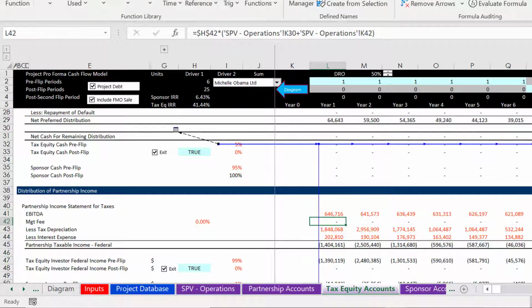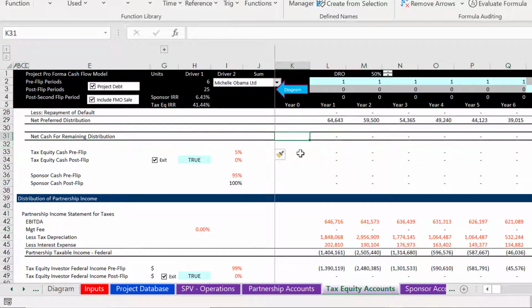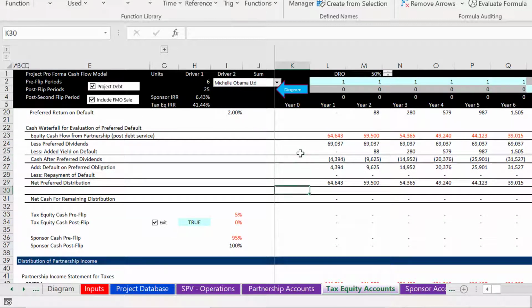Go back to before the distribution. Okay, now I put... Sometimes, you know, when you use these trace and remove arrows, I press Alt MD for finding the dependent. So once we have the cash flow, we can see how much cash flow is left after this preferred distribution. How much cash flow is left to distribute to everybody else?